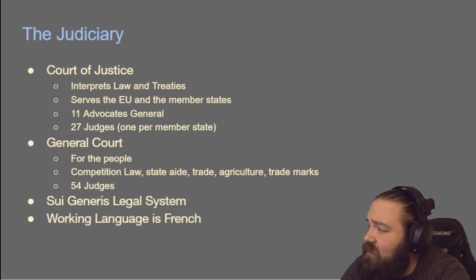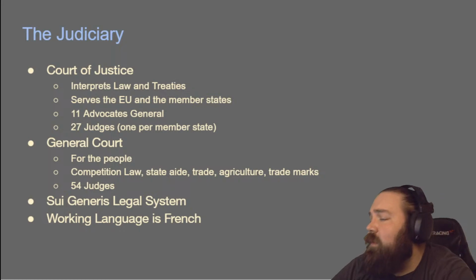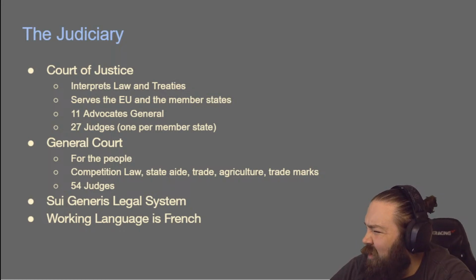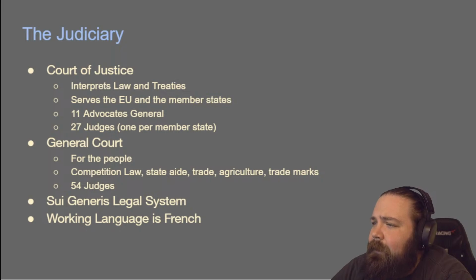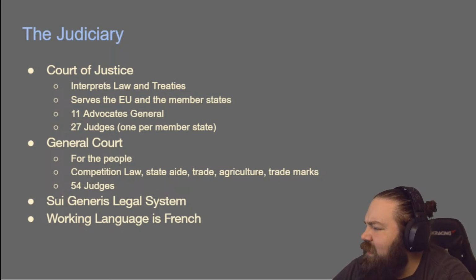There are 54 judges. Well, there are 54 seats for judges within the General Court. There are currently only like 49 of them. They haven't filled out all the seats currently, but they are responsible for kind of representing and dealing with the people.